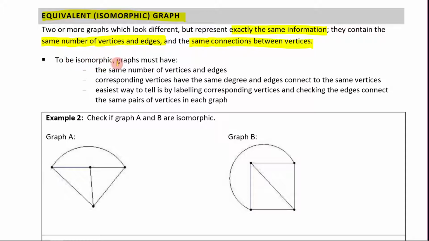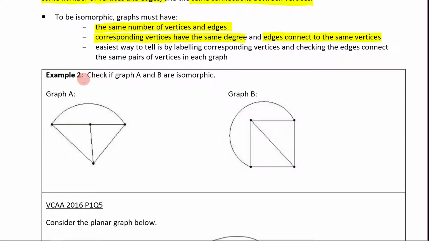To be isomorphic, graphs must have the same number of vertices and edges. Corresponding vertices have the same degree, and the edges connect to the same vertices. The easiest way to tell is by labeling corresponding vertices and checking the edges connect the same pairs of vertices in each graph.